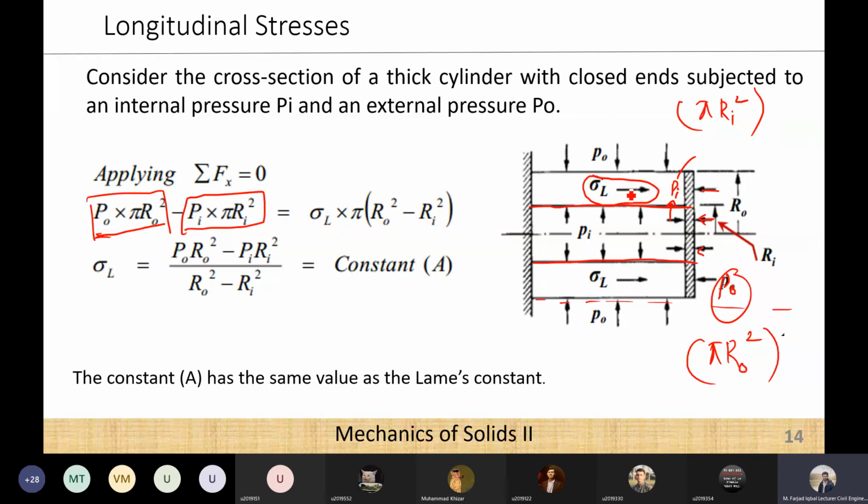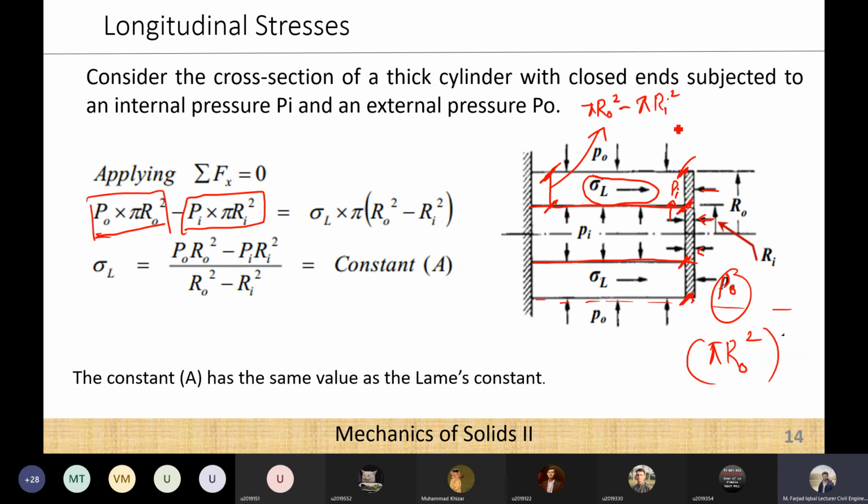And in the same way, if I want to write down the force for this longitudinal stress, now this longitudinal stress is acting only on this particular area. I know that the total area is pi r naught square, and if I subtract the internal area from this total area, I am going to get the area of this particular shape, or this much thickness.